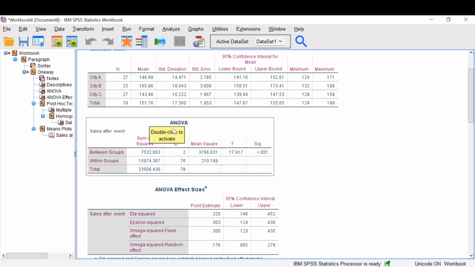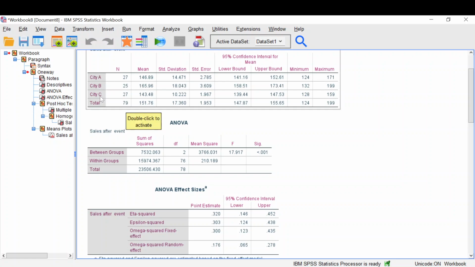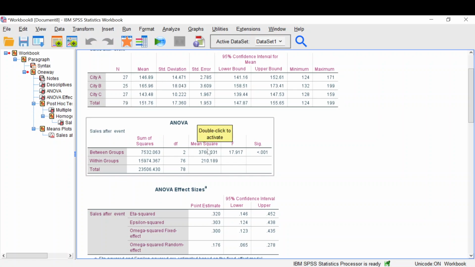and then that number is taken 3 points away from it because there are 3 cities. So for each city, we have n minus 1, n minus 1, n minus 1. So 1, 2, 3 numbers are free to vary across all 3 of those groups. And therefore, our df is 79 minus 3 is 76.